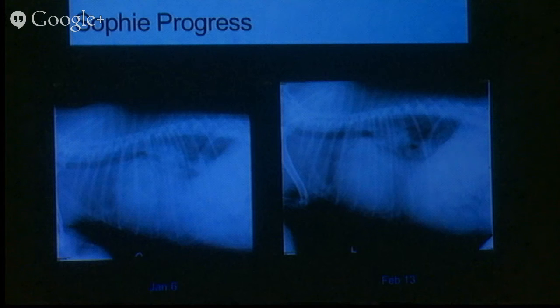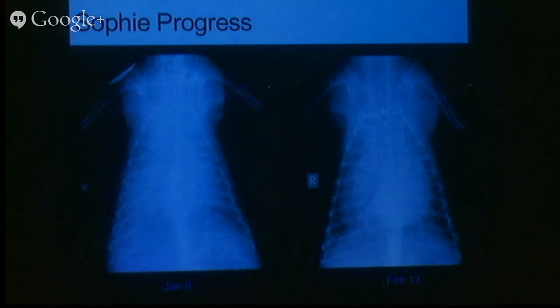And 1 month later, we've got some progress. And I'll show you on her DV. We can actually see her heart now. And it's giant. So this is all heart. But in terms of her pulmonary edema, we're actually miles ahead from where we were. We can see vessels back here now. She has not had reaccumulation of all that pleural fluid, surprisingly.